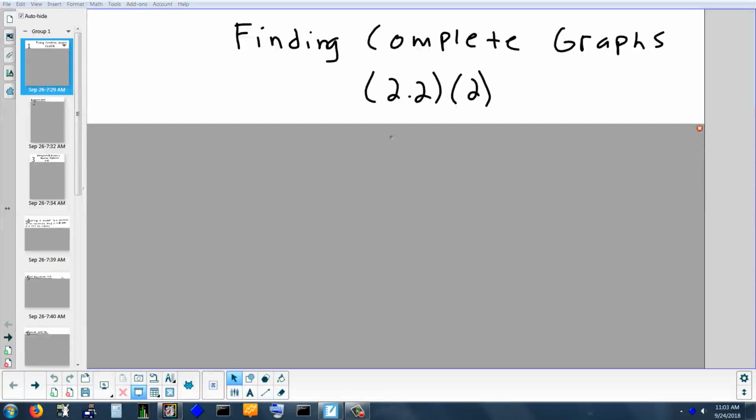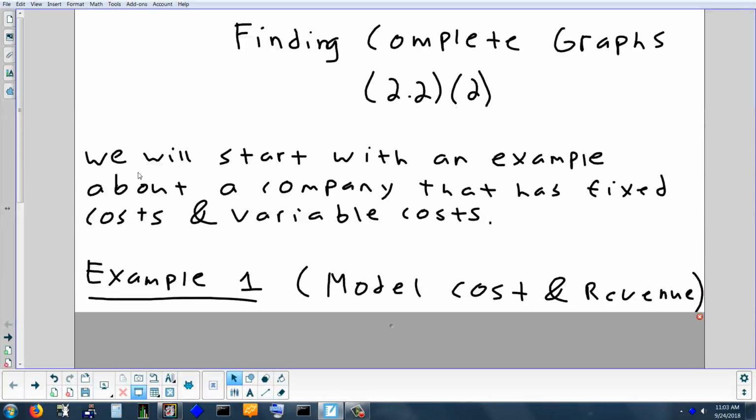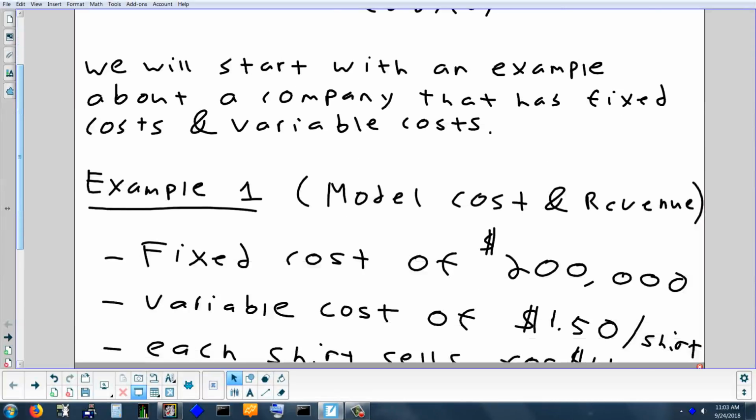Okay, so last time we were doing section 2.2. We were partway through that, so we'll pretty much just start with an example right away. I really don't think there's anything we need to explain to get into it. So this problem is going to be about a company.